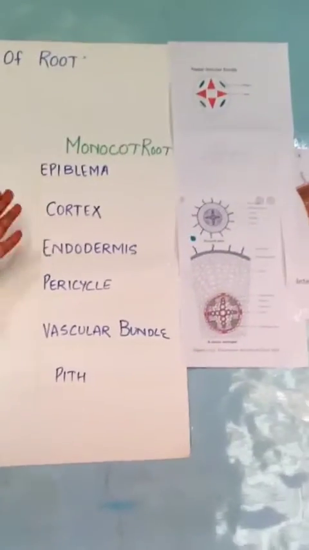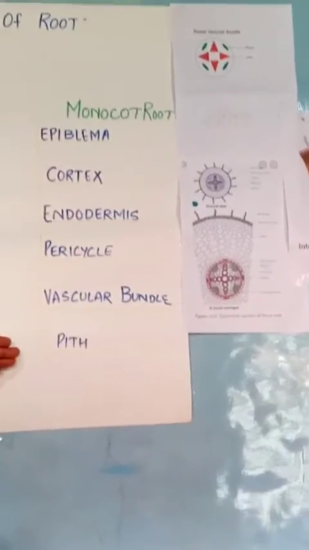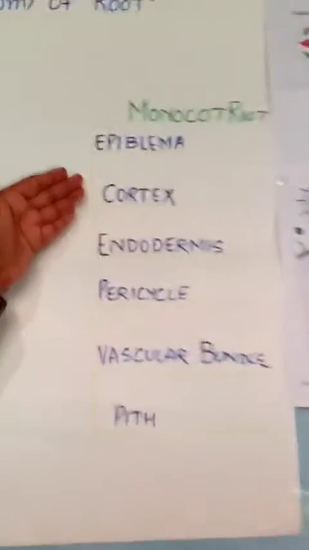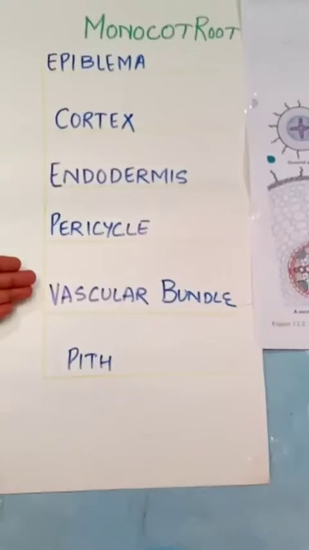Same in the case of the monocot, we have different regions: epiblema, cortex, endodermis, pericycle, vascular bundle, and pith. Now, as this diagram shows, let us enlarge it a little.